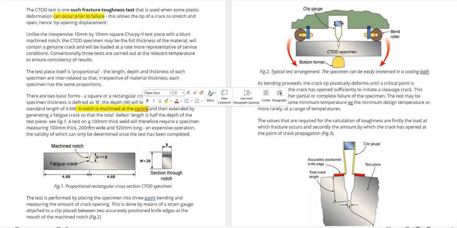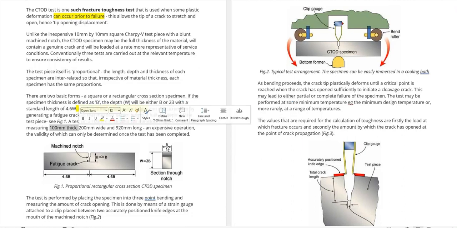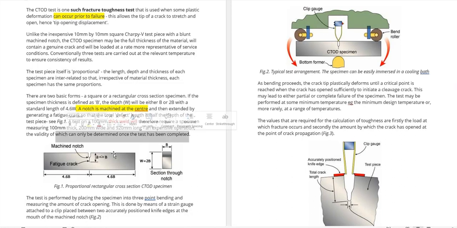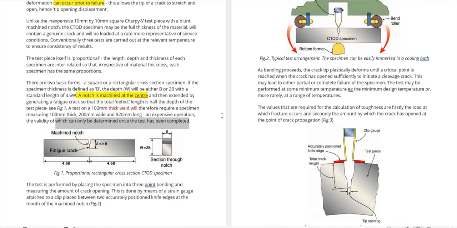So a test on a 100 mm thick weld, you can see 100 mm thick weld, therefore requires a specimen measuring 100 mm thick, that's the B value, and 200 mm is the total depth, and 460 mm long because of 4.6 times. So an expensive operation, the value of which can only be determined once the test has been completed. Let's see here. The test is performed by placing the specimen into a 3-point bending. You can see 3-point bending 1, 2, 3. So the test specimen is placed in the 3-point bending.